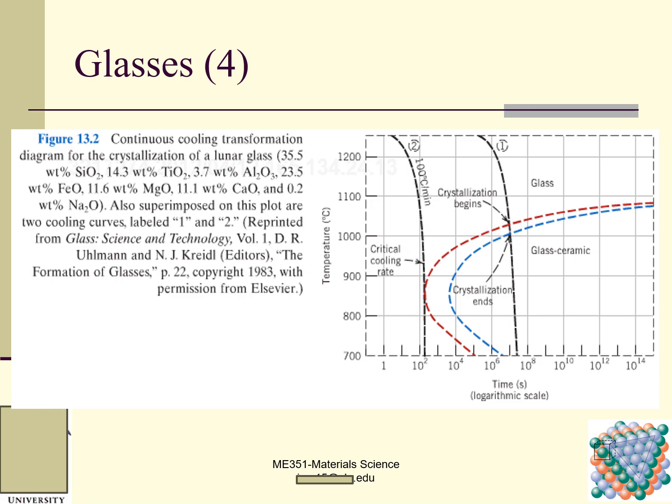Here is also the crystallization begin curve. This is the crystallization end curve. So you can see if the cooling rate is high enough, the material will go directly here, and you will not have crystallization. But here, if the cooling rate is lower than this critical cooling rate, the curve will intersect this crystallization begin curve and also this crystallization end curve, and you will end up with glass ceramic.